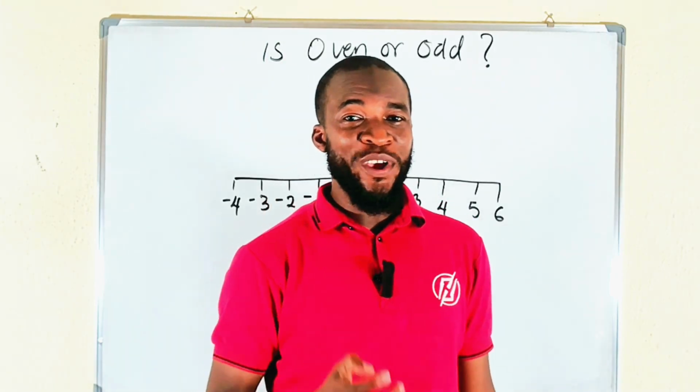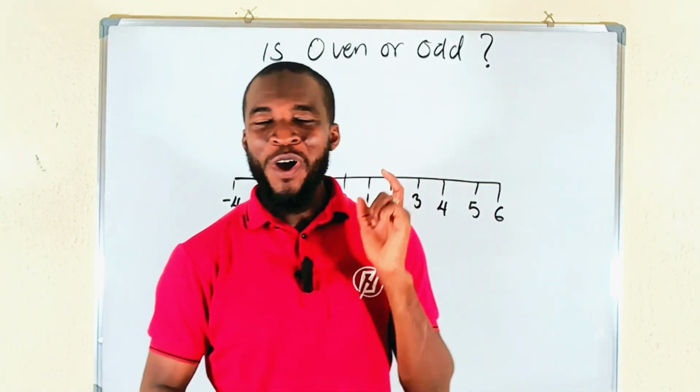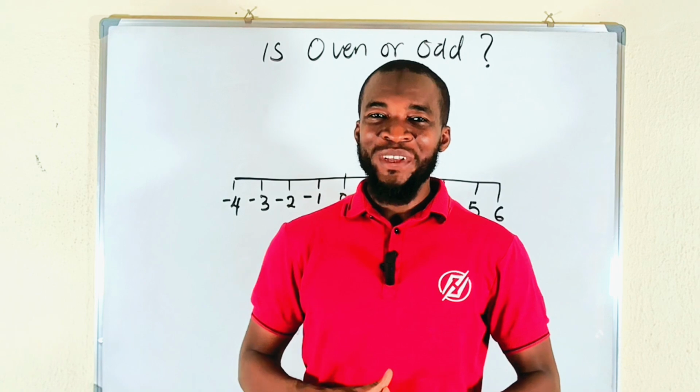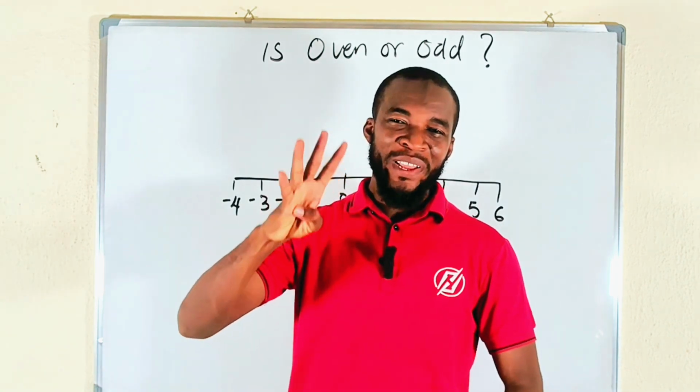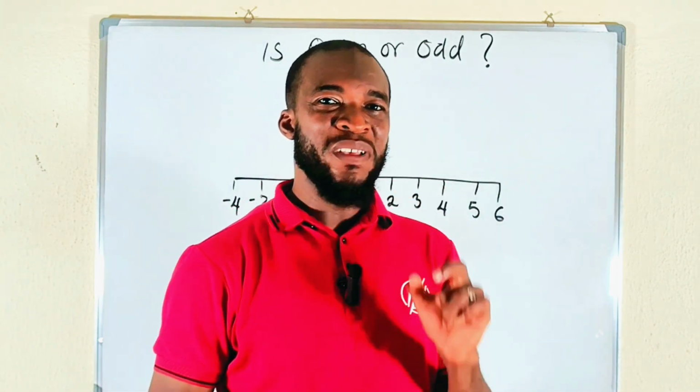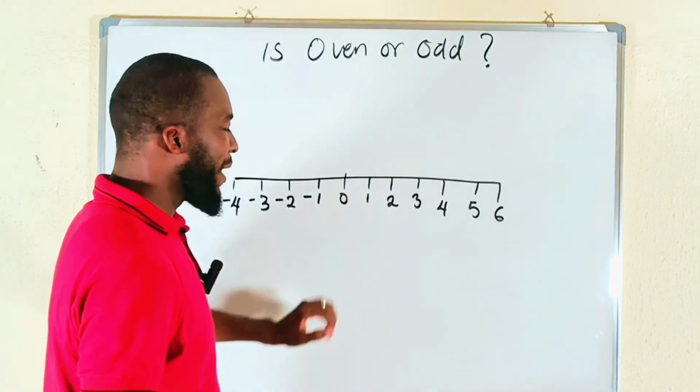Recently, I have asked you the question, is 0 an even or an odd number? So in this tutorial, I am going to show you 4 different proofs that 0 is an even number. Let's start with the number line.